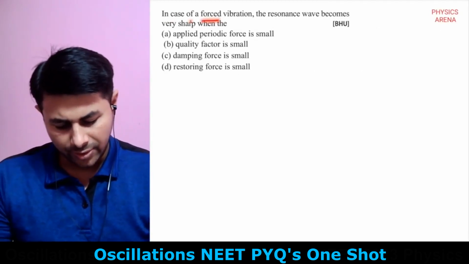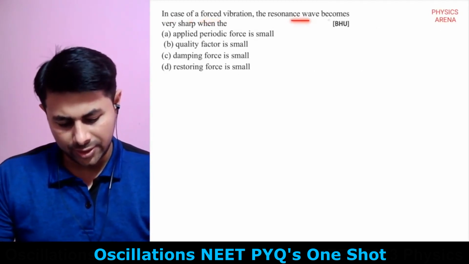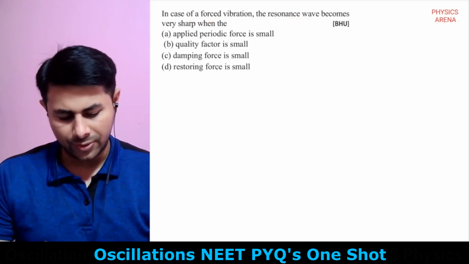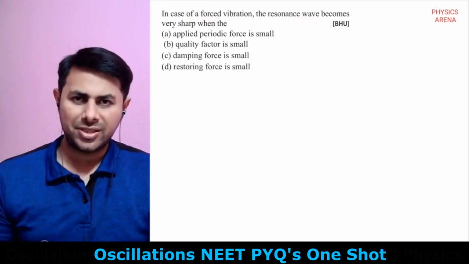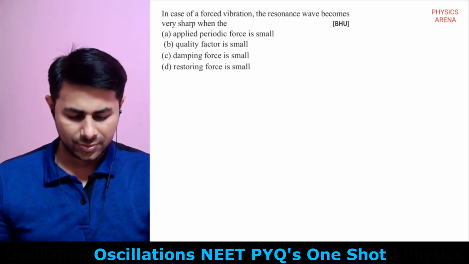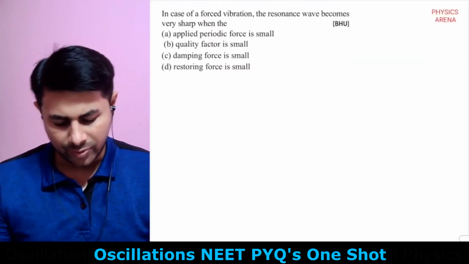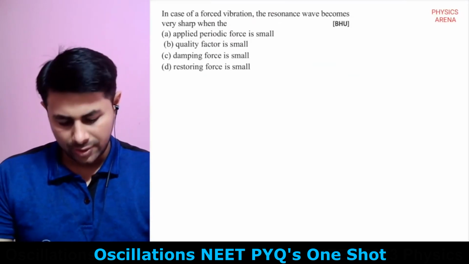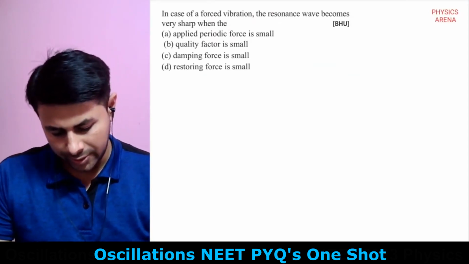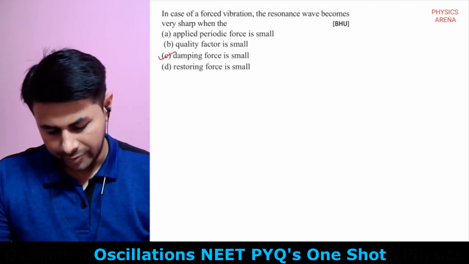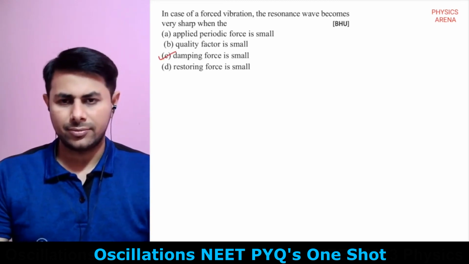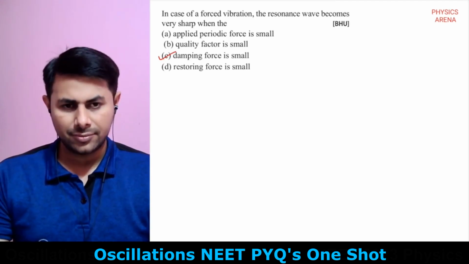In case of forced vibration, the resonance wave becomes very sharp when, okay, this is copy pasted from the NEET exam only. Okay, so it's option C, when damping force is small, right? Next question.